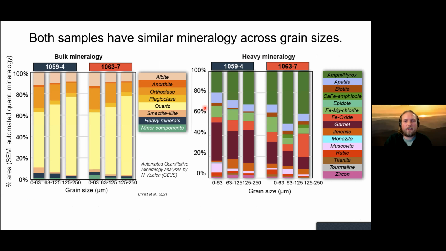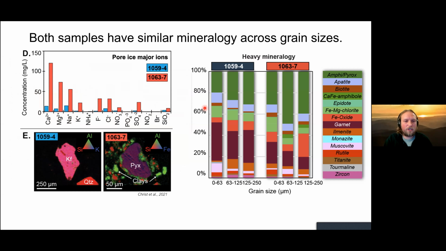Both samples have very similar mineralogy, especially with regards to bulk mineralogy. But if you look at the heavy minerals, they're slightly different. There's a different proportion of amphibole and pyroxene and garnet in the upper and lower samples. And this could suggest different weathering histories of these two different sediments.